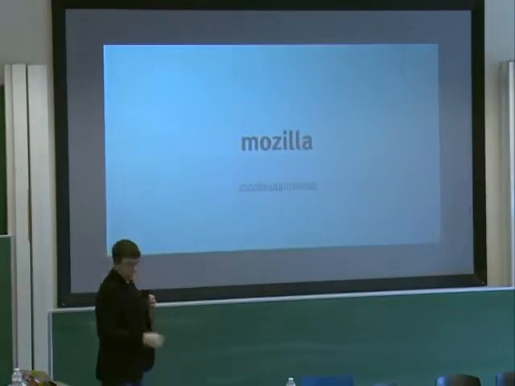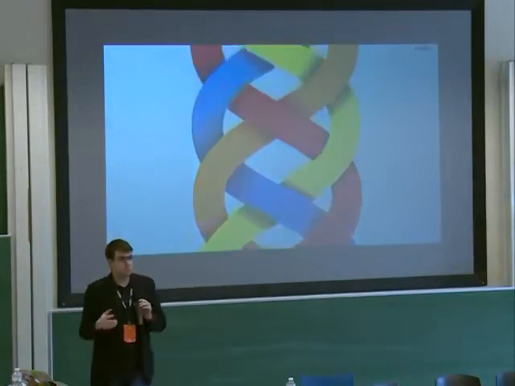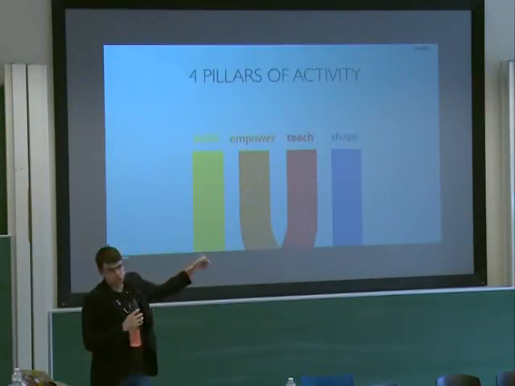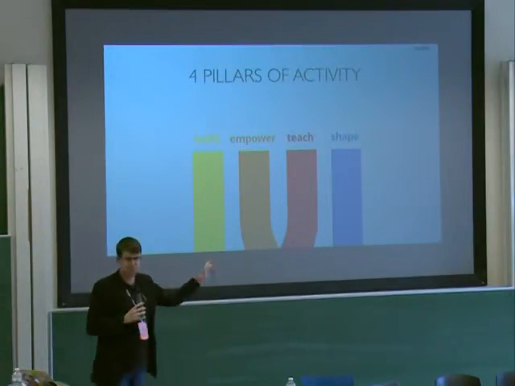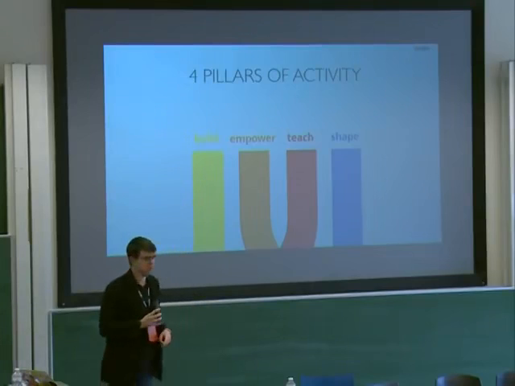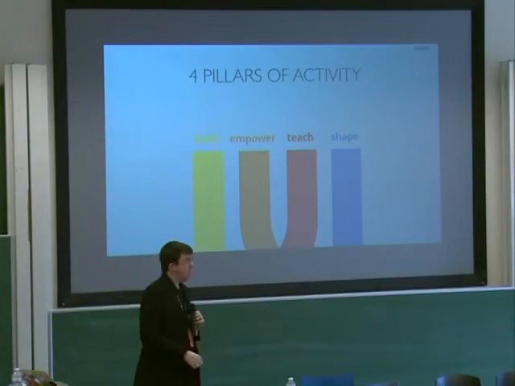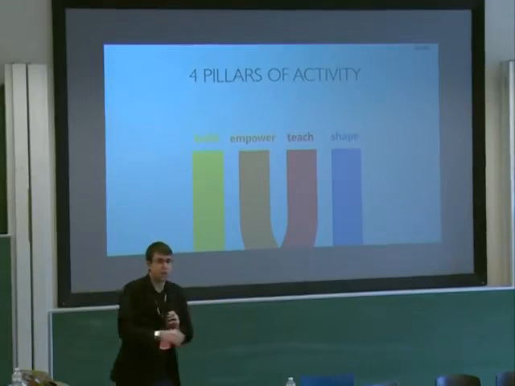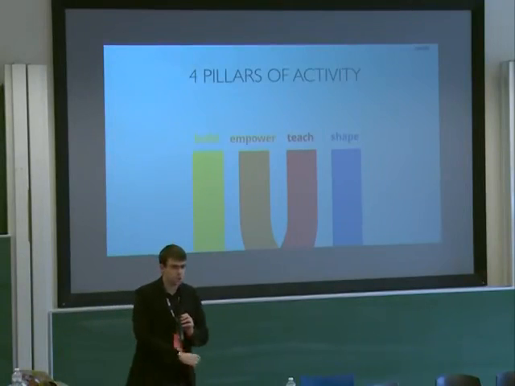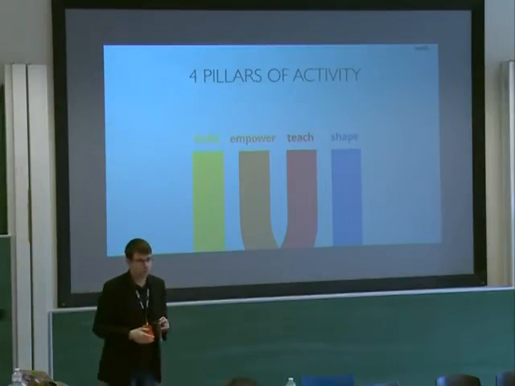As I mentioned, I work for these guys. You probably know them because of this thing, but I work on this thing. Mozilla is built on four pillars of activity: build, empower, teach, and shape. What has this got to do with participation? Well, Mozilla exists because of participation. Through all of the papers I've been reading over the past few months before doing this talk, you can start to spot these things occurring everywhere. These don't just occur within Mozilla. These kinds of activities also appear within the Ubuntu community, within Linux, within almost every open source community in the world. So why are they so important?